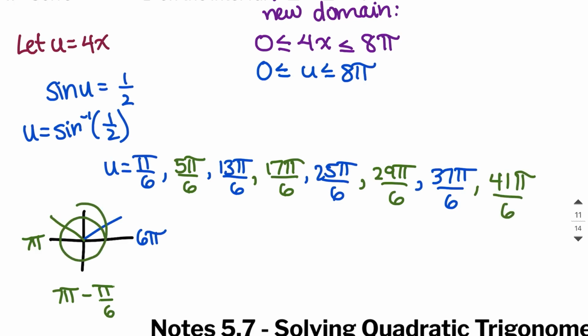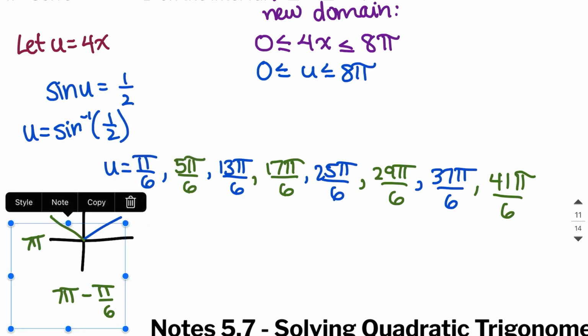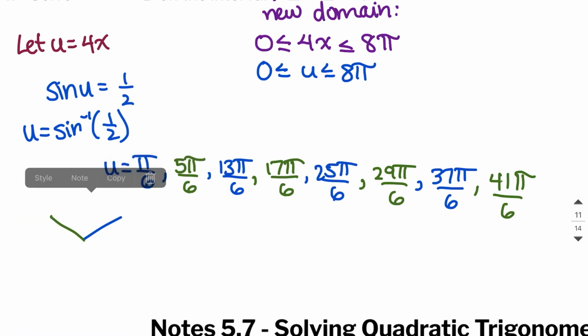And now I've gone around 1, 2, 3, 4 times. This brings me to 8 pi right here. I've gone all the way around. So I have found all my possible solutions for you.